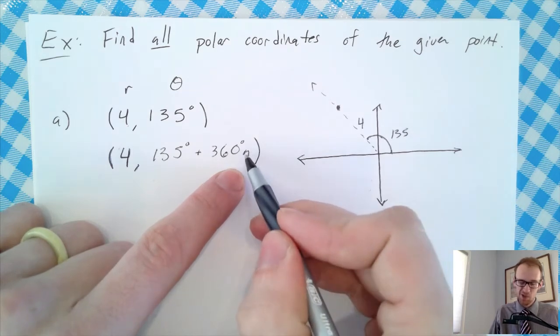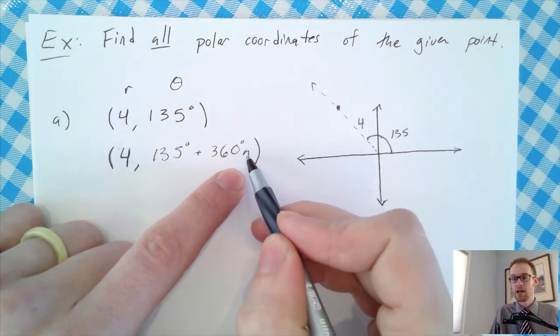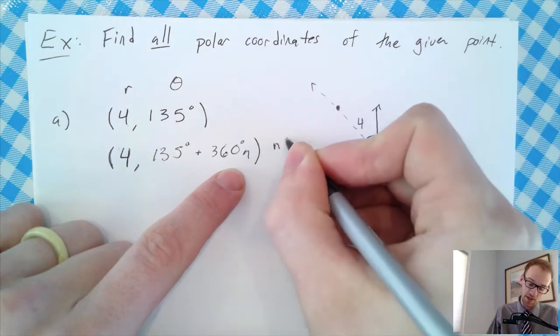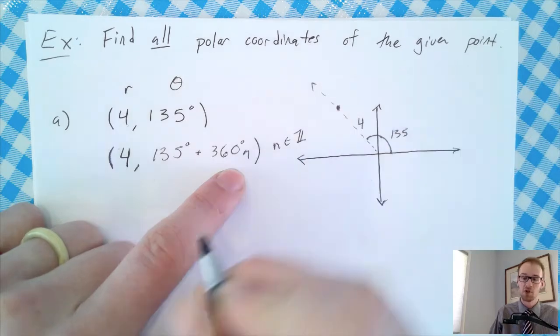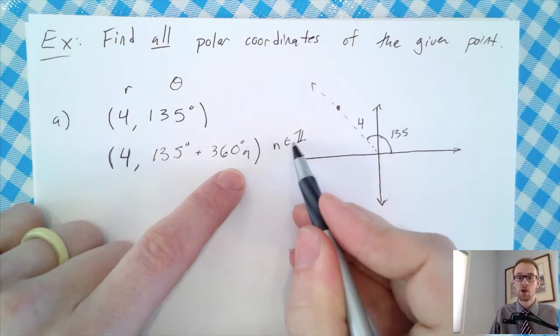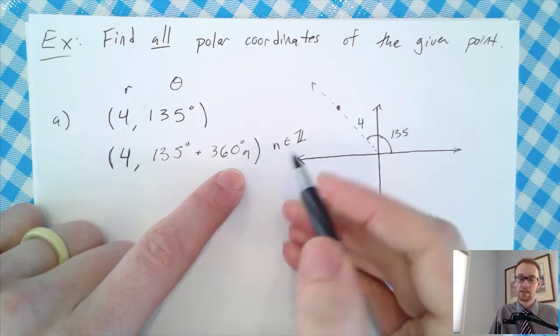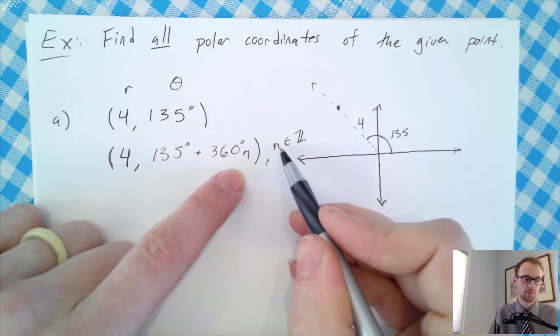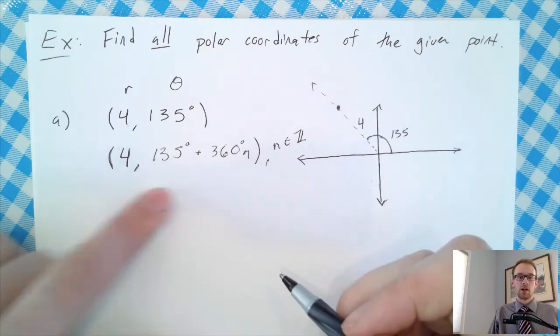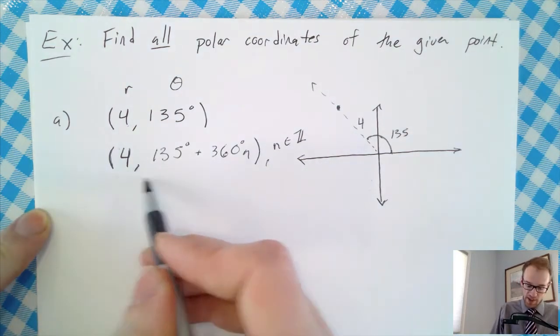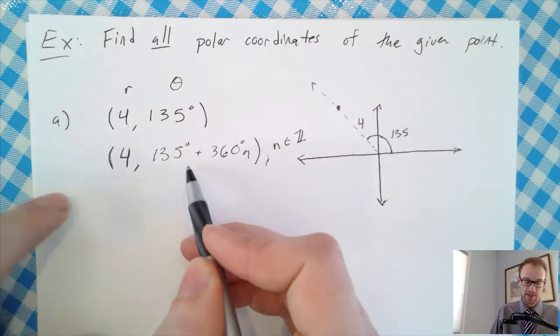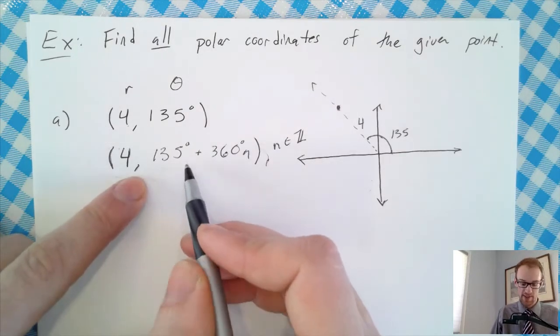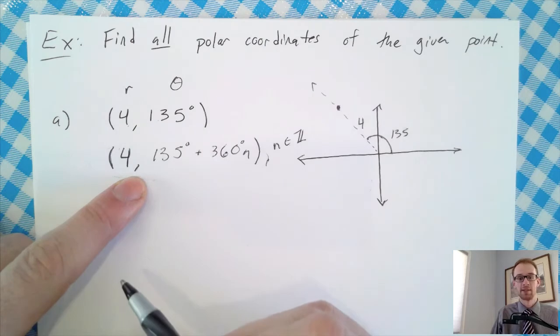When you use the variable n, it's kind of implied that it's a positive or negative whole number. But if you want to be sure, you could always write this fancy notation that we've used all year that says that n belongs to the set of integers, meaning that n is a positive or negative whole number. It can't be like 1.3 or anything like that. It's got to be a whole number, got to be an integer. So this is infinitely many coordinates that will locate the same point.